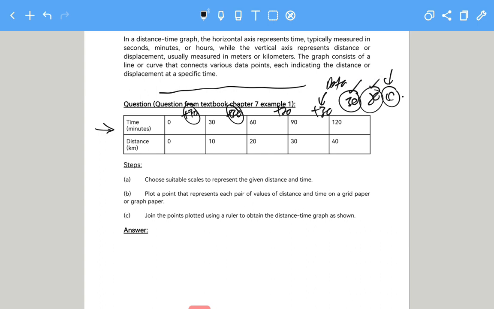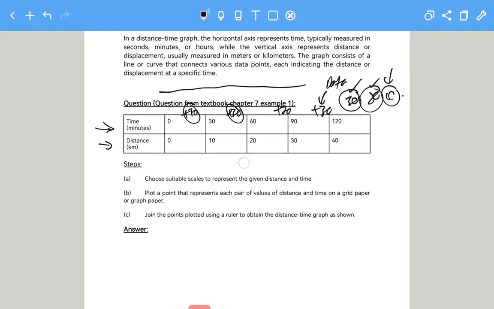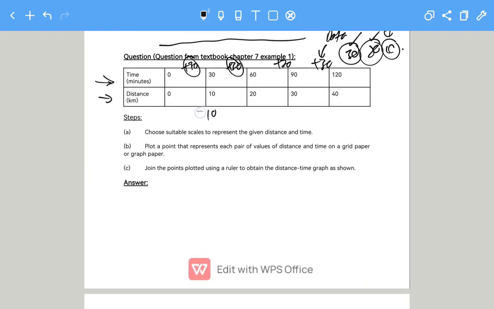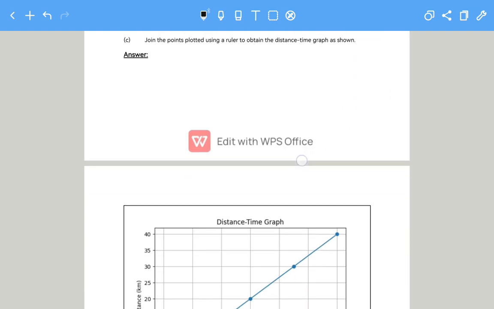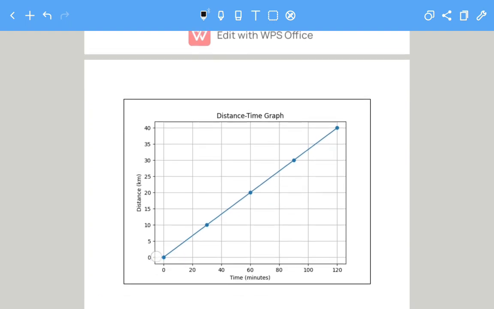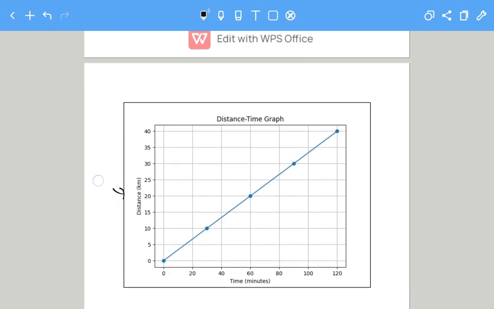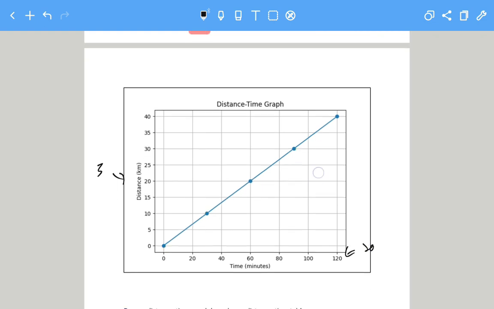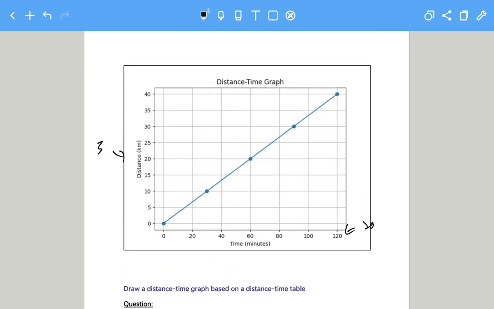Alright, so distance is the same. We can straight away use 10, because it is plus 10: 10 plus 10 is 20, plus 10 is 30, plus 10 is 40. So we can use either 10 or 5. Alright, so we look at this graph, we use 5 as a scale for distance and 20 as a scale for time, so the graph looks better.